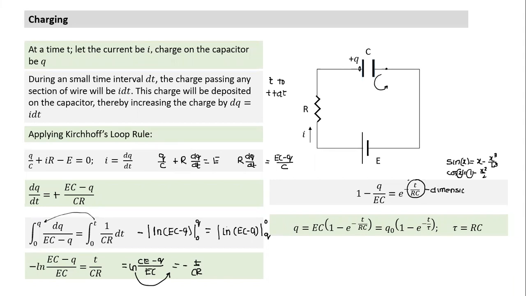What is a dimensionless quantity? It means whatever dimension T has, RC also has to have the same dimension. We'll come to that part. RC will have the same dimension as T, which is time. Because in damping also, I had this answer. Yes, in damping also the same thing happens.